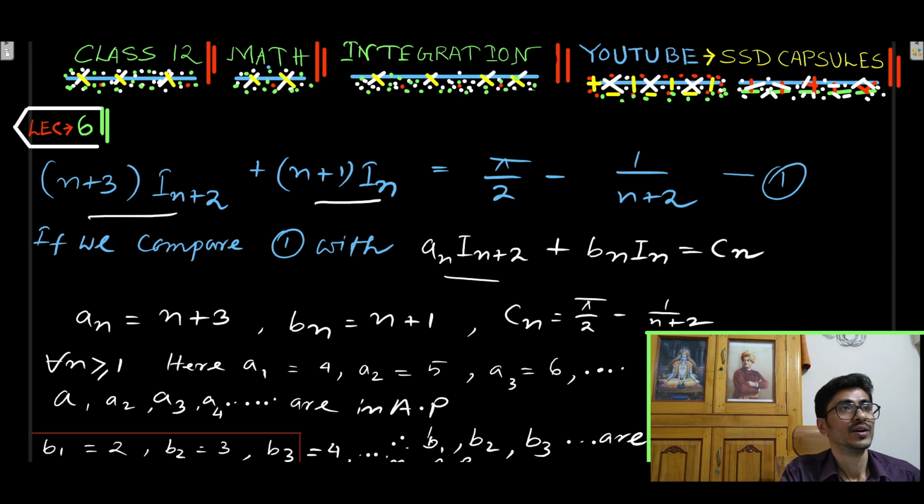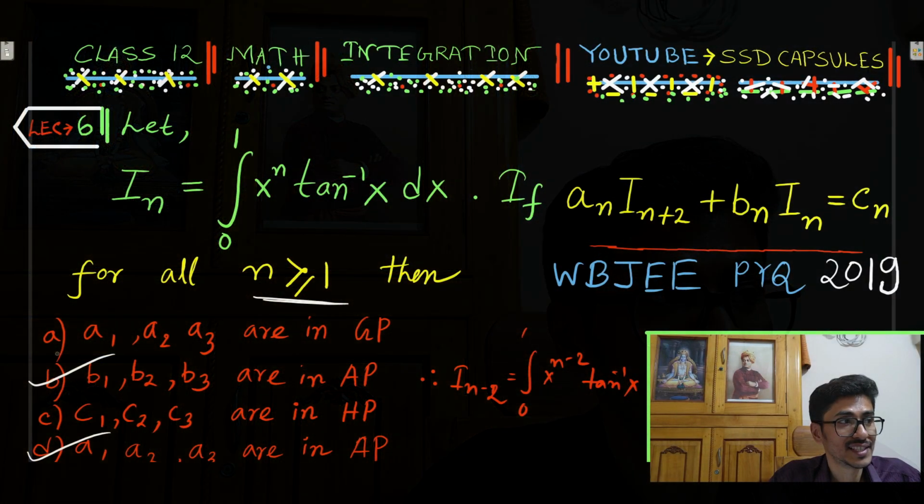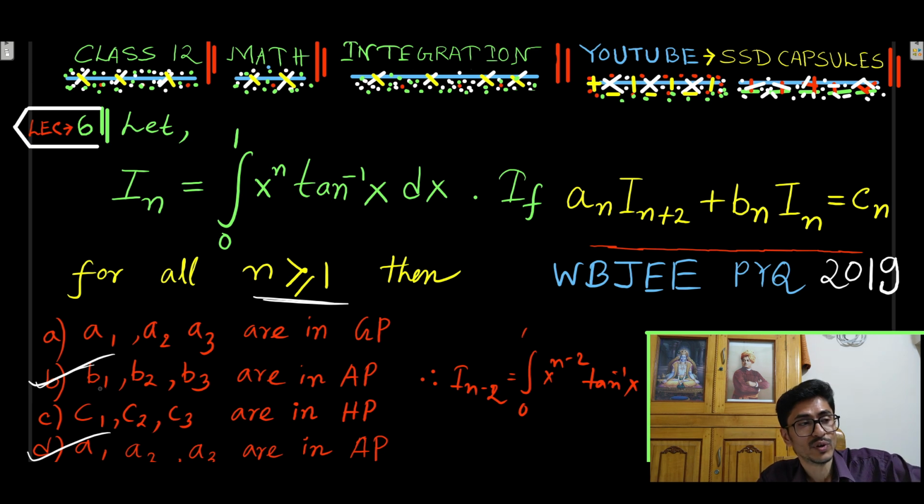Now we will check the options. Here b_1, b_2, b_3 are in AP and a_1, a_2, a_3 are in AP. So we have reached the end of this beautiful problem. We have here two correct options. So if we just simply tick this one and leave D unticked, then marks will be deducted.